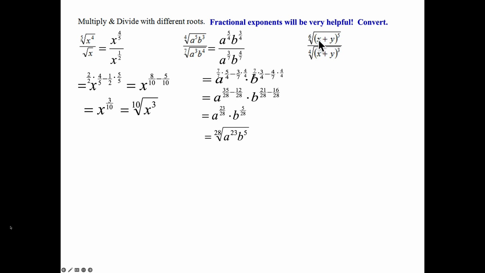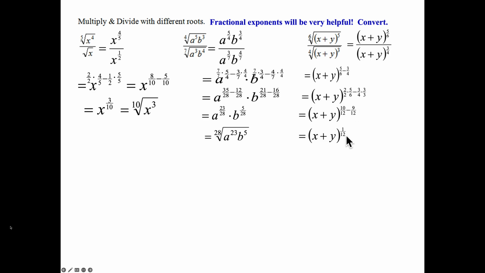And again with binomials, this would be x plus y to the 5/6 power, x plus y to the 3/4 power. Divide like bases, subtract your exponents. So 5/6 minus 3/4, now my LCD would be a 12. So we'll multiply the first fraction by 2 over 2, second one by 3 over 3. We'll get 10/12 minus 9/12 is 1/12, which becomes the 12th root of the x plus y to the first power.